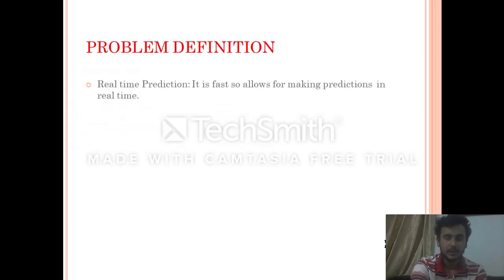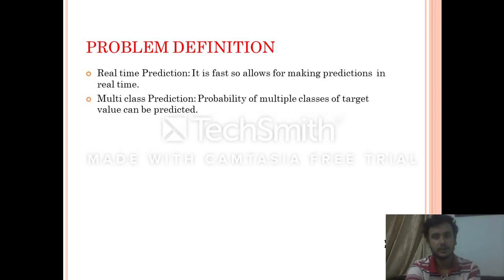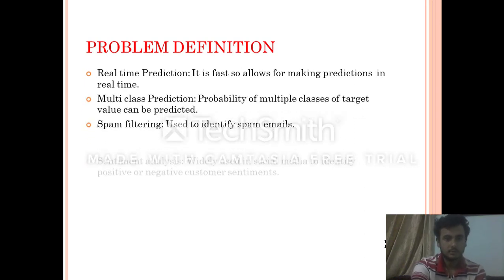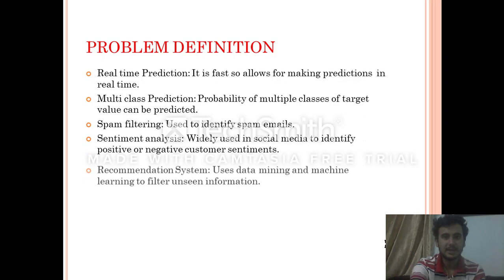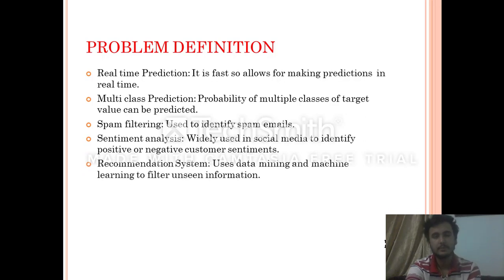Let's move to problem definition. Here I have included some points on why we needed Naive Bayes algorithm. Real-time prediction. It is fast as it does not involve any complex programming, as I said earlier. So it allows for making predictions in real time. Predictions can be made easily using Naive Bayes algorithm.